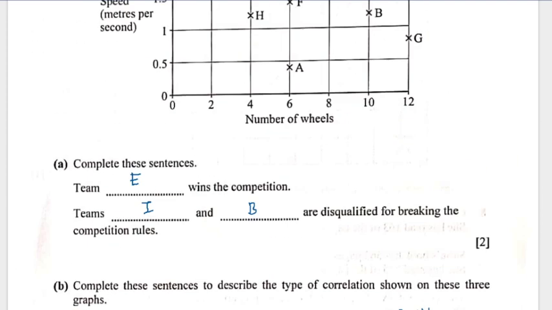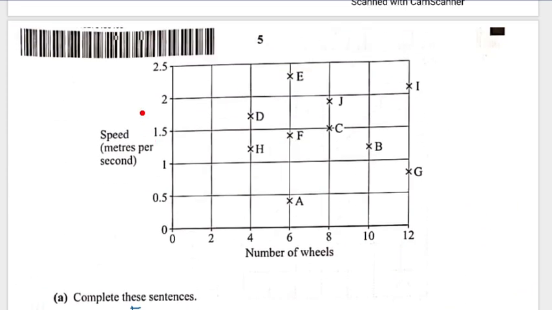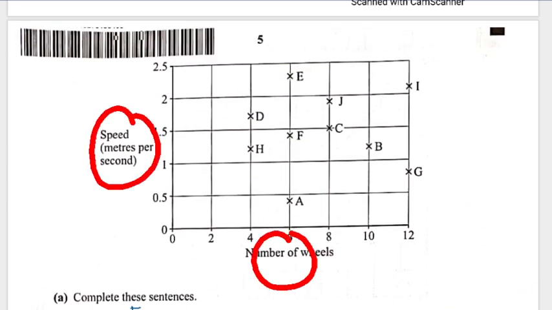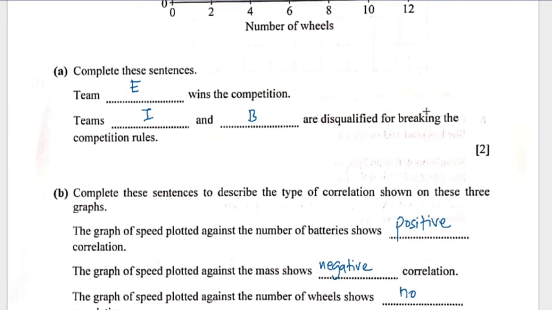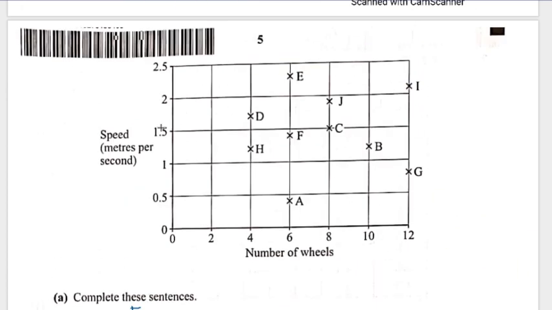Next one, the graph of speed plotted against the number of wheels. Let's see whether we can see any correlation or not. Speed against the number of wheels. This one is scattered all over the place, therefore it has no correlation. So no correlation. All right, so try to analyze this graph.